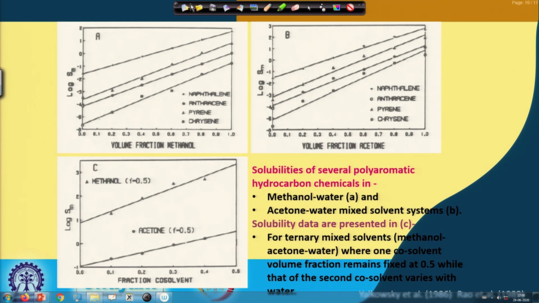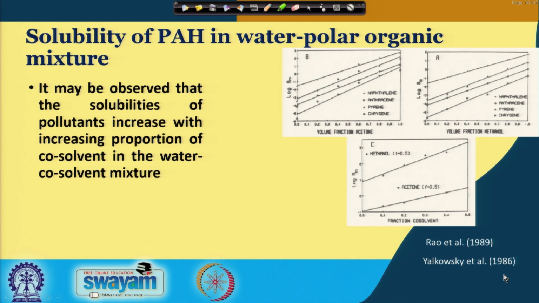So, what can we see from these graphs? It can be observed that the solubilities of pollutants increase with increasing proportion of co-solvent in the water co-solvent mixture. You can see in this binary mixture of water acetone and in this binary mixture of water methanol, as the proportion of the co-solvent increases in this direction, that is the volume fraction of acetone as well as the volume fraction of methanol, the solubilities of the pollutants also increase, as we can see here with the positive slope. Okay. So, this is the major inference we can draw from these plots.